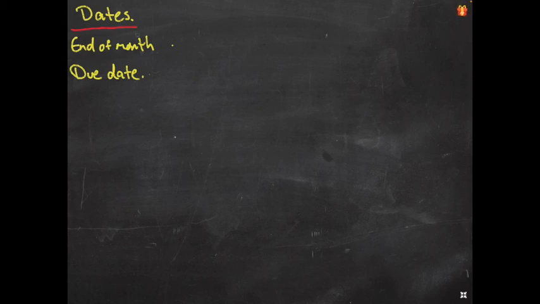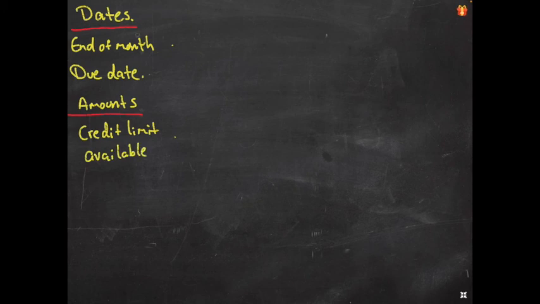The next thing to mention would be the different amounts that you'll see on your balance. The first one being credit limit. The second one is available. And the total debt.